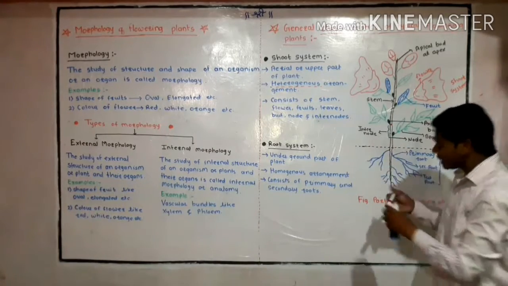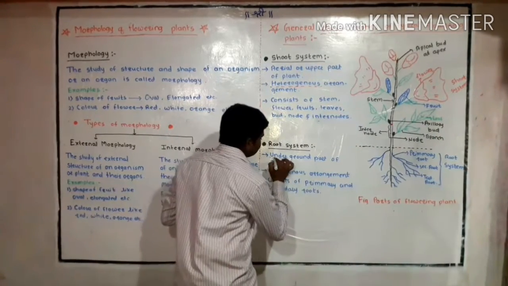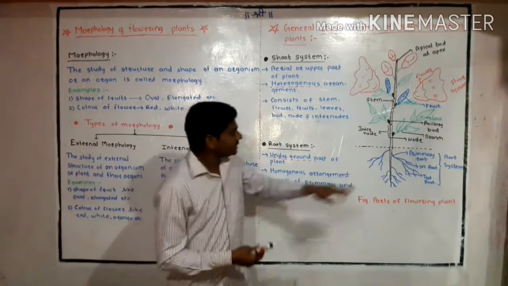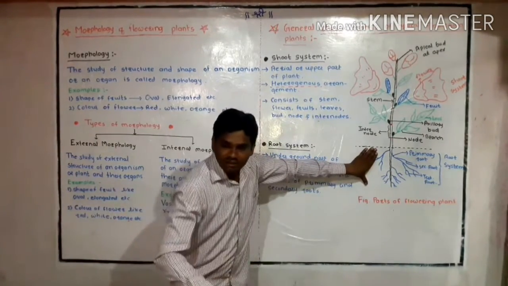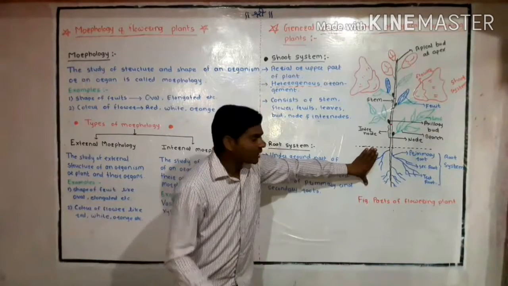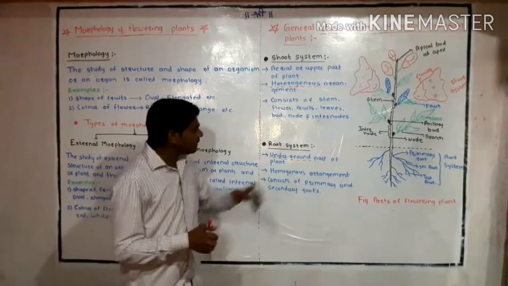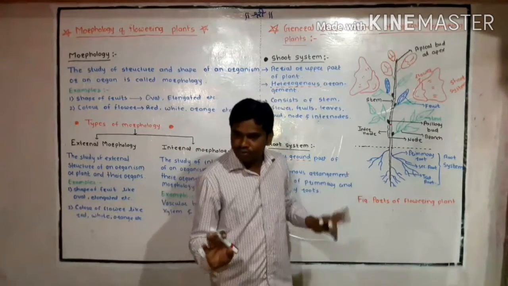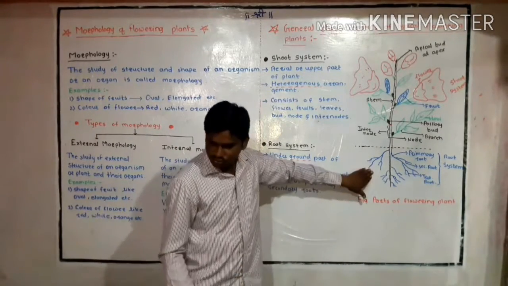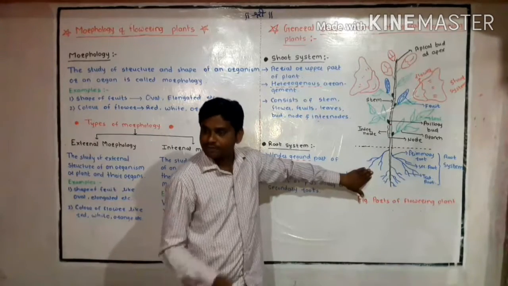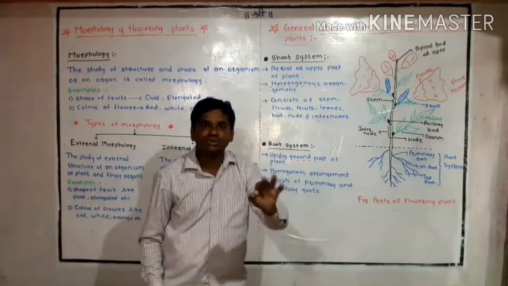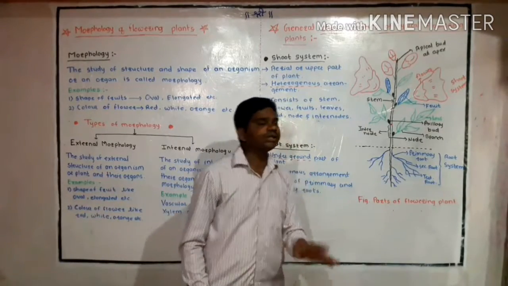This root system is the underground part of the plant. This part is present below the earth surface. This total part consists of only roots. Is there a presence of fruit? No. Flower? No. Below the earth surface there is a presence of only roots.